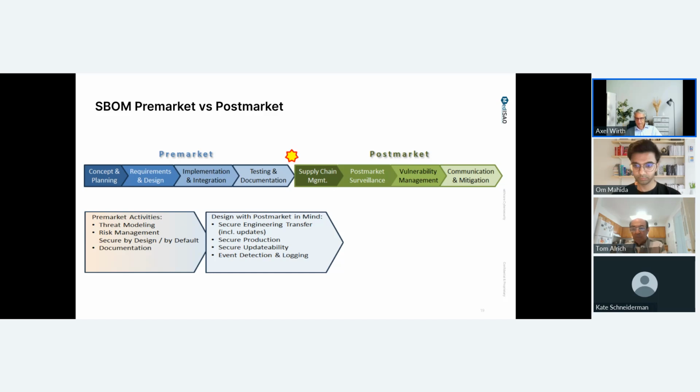In the transition from pre to post market, you need to be able to demonstrate that you designed the product with post market in mind. And that includes a number of things, including your ability to perform a secure engineering transfer into production. But you want to make sure that your product software, including updates and patches, can be transferred and released without there being a risk of them being compromised.